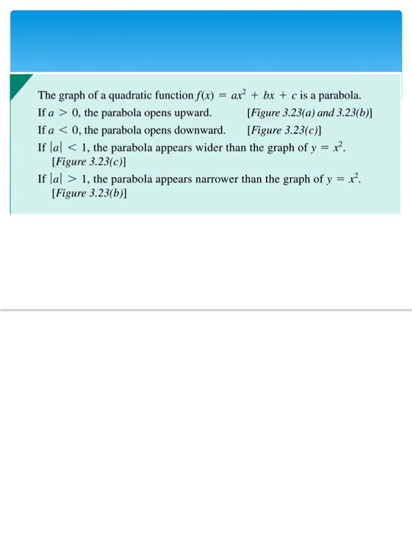Let's summarize what you should have found. If A is positive, the parabola is going to open up. And if the parabola opens up, then that graph is going to have a minimum value. If A is negative, then the parabola opens down. And if the parabola opens down, we're going to have a maximum value. The last part that you just looked at was whether or not the absolute value of A was less than 1, or whether the absolute value of A was greater than 1.